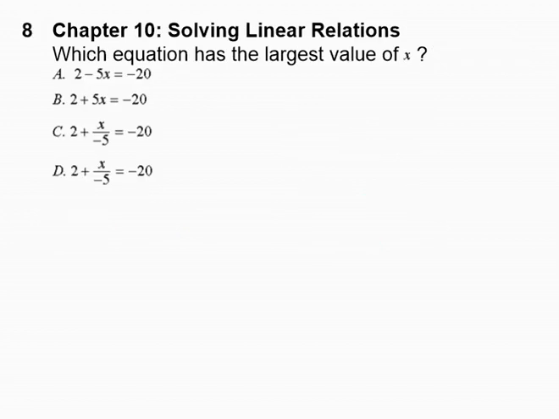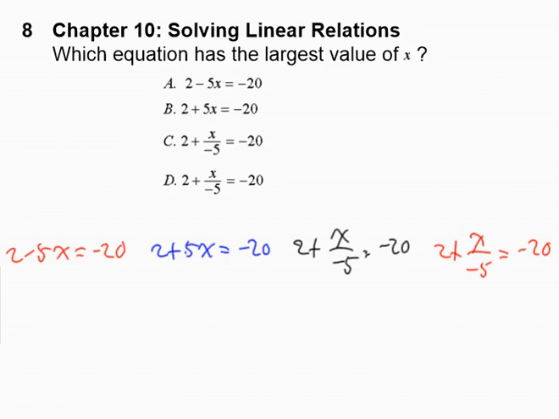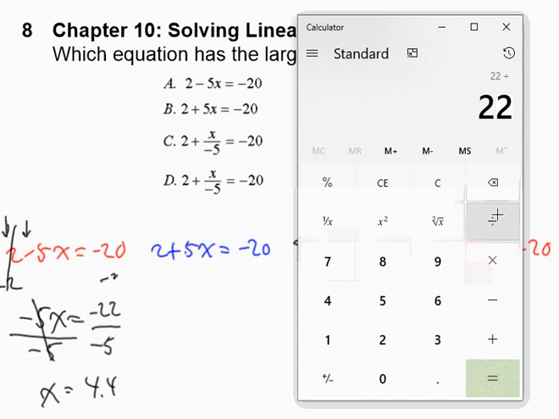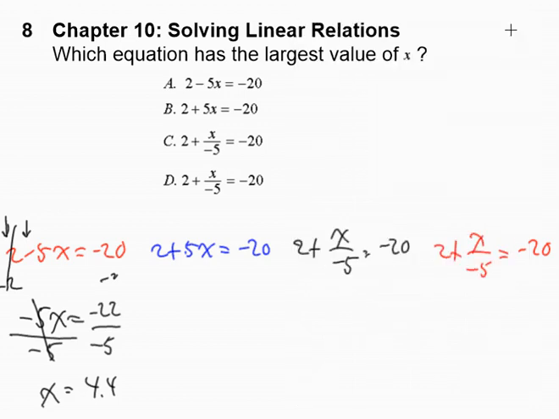Finally, last question, which equation has the largest value of x? I'm going to solve all four of them right here using opposite operations. This constant of 2, I'm going to subtract 2 from both sides, leaving me with negative 5x. A lot of people put positive 5x there, but this negative sign stays with the coefficient, equals negative 22. Divide both sides by the coefficient of negative 5, and x will equal positive 4.4. How do I know that? I'll just take my calculator out. 22 divided by 5 equals 4.4, and a negative divided by a negative is a positive. So x equals 4.4.